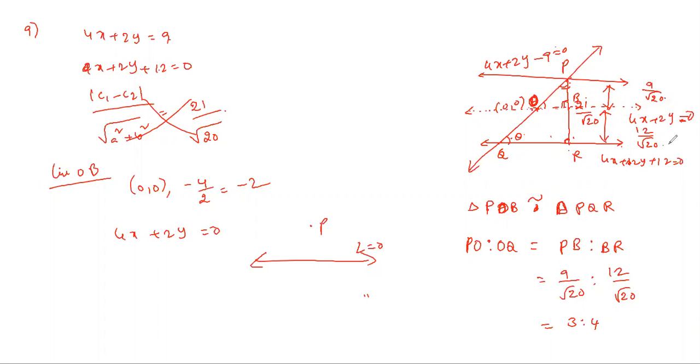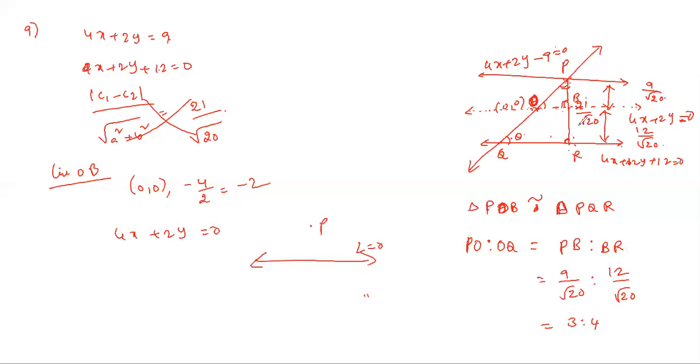Triangles POB and PQR both are similar. Yes, so then won't the ratio be PO is to PQ is equal to PB is to PR? Both are same, PO to OQ, by taking reciprocal and minus 1. Oh yeah, okay, sir. Yes, PO is to OQ and PB is to PR also will get the same.